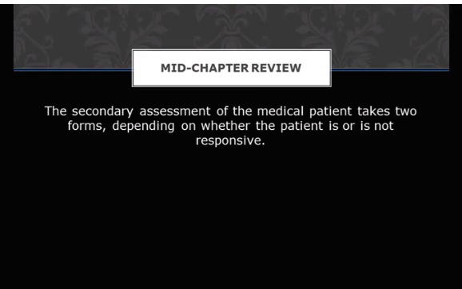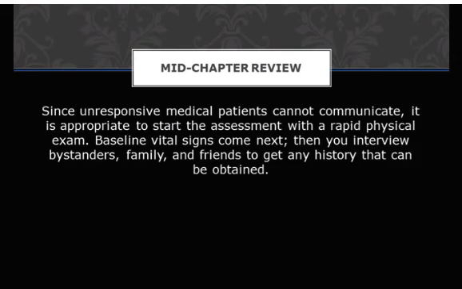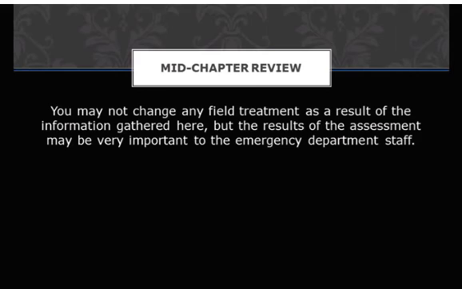Okay, so we need to make that quick decision on what type of secondary assessment we're going to do, responsive or unresponsive. We talked about both of those. Okay, we're going to get a good history. We're going to get a past medical history and do that quick physical exam, and then jump on our vital signs. Okay, since unresponsive medical patients can't communicate, then obviously we're going to have to do it all ourselves, do it with the physical, and get the history as best we can from the bystanders.